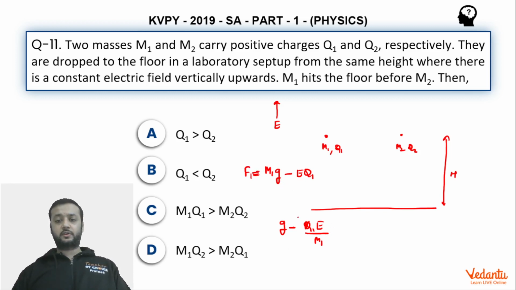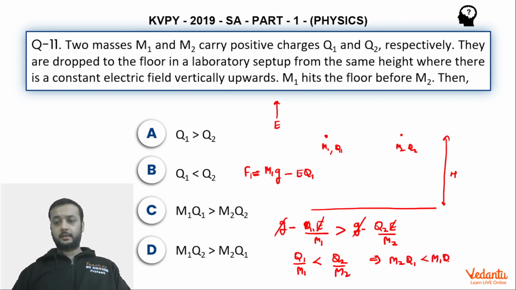So this is the acceleration of m1 in the downward direction, which should be more than acceleration of m2 in the downward direction, which will be g minus q2E upon m2 by the same logic. Now g and g will be cancelled. E and E will also be cancelled. If you multiply this by negative sign, then sign of inequality will change. So this will become like this, which will give us m2q1 less than m1q2. So m2q1 is less than m1q2. So option D is the correct answer for this question.